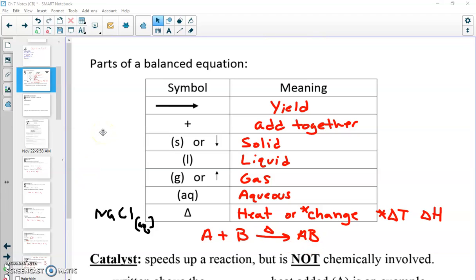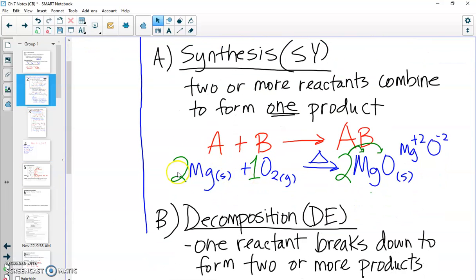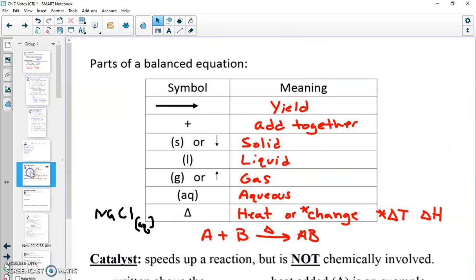Now, let's go through these letters with parentheses. I had a great question about this in one of our discussions, and I want to clarify some stuff. Let's talk about S. S means it's going to be a solid. So whenever you see something as a solid in chemistry, it's going to be with that parentheses S next to the symbol or next to that compound. And so you can see a few things here. We can see that we have magnesium, parentheses S. That means we have solid magnesium for our reaction.